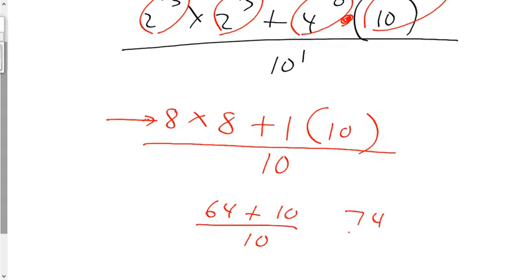64 plus 10 is 74. Now that I've simplified my top part, 74 divided by 10. It's a piece of cake because you just have to move the decimal one spot. You get 7.4. Is that the right answer, by the way? Did I make a mistake, or is that good? You got that answer? Okay.